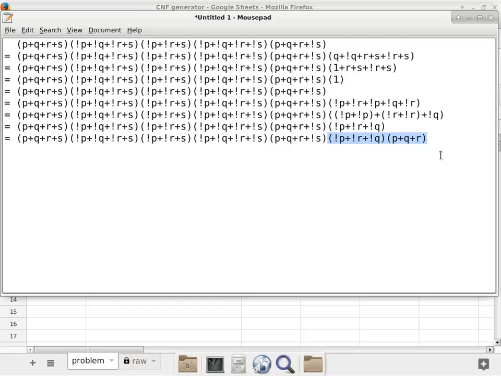No, it won't all go away. If I use the R, then go through it, the not P or P will become true, and then the entire thing becomes true. But you cannot take this away. These two cannot be taken away.